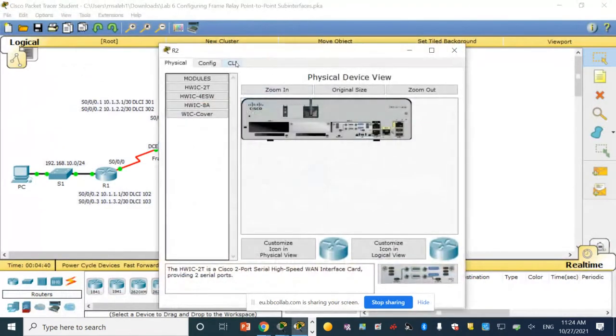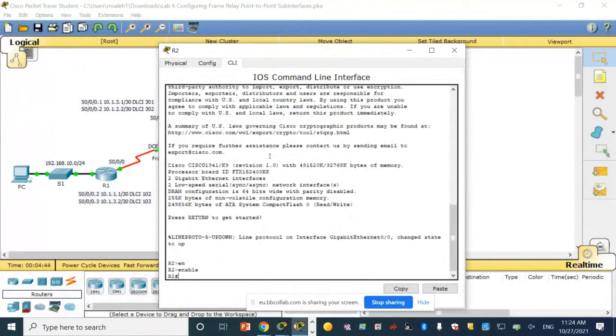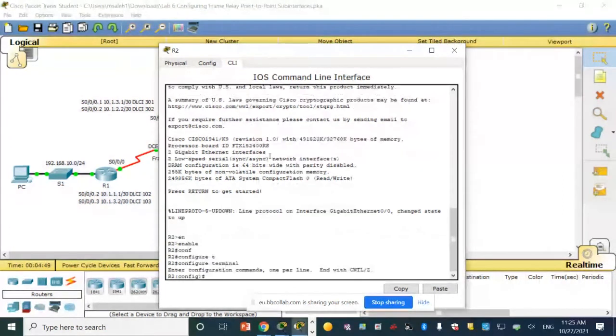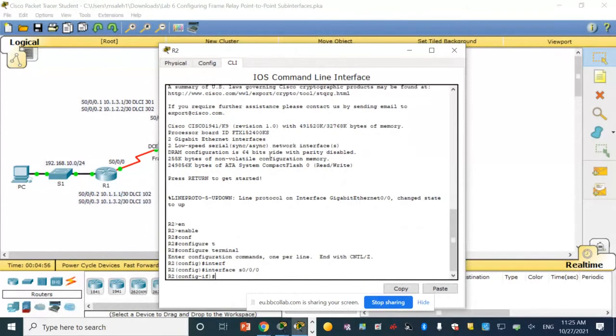Router 2, CLI, enable, config terminal, interface S0/0/0, okay.